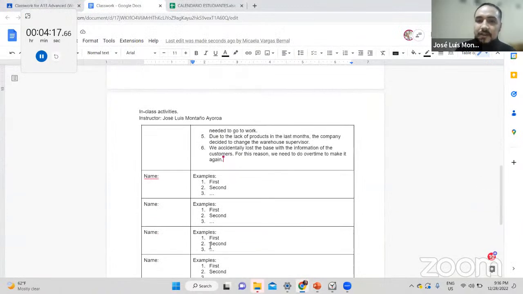Michaela, let's read your examples, please. Due to the lack of products in the last months, the company decides to change the warehouse supervisor. And we accidentally lost the base with the information of the customers. For this reason, we need to do overtime to make it again.